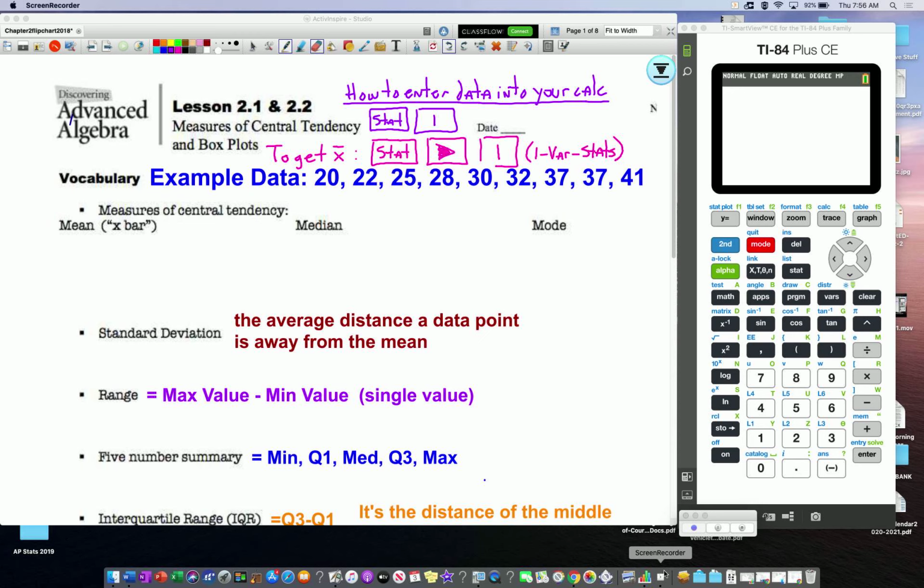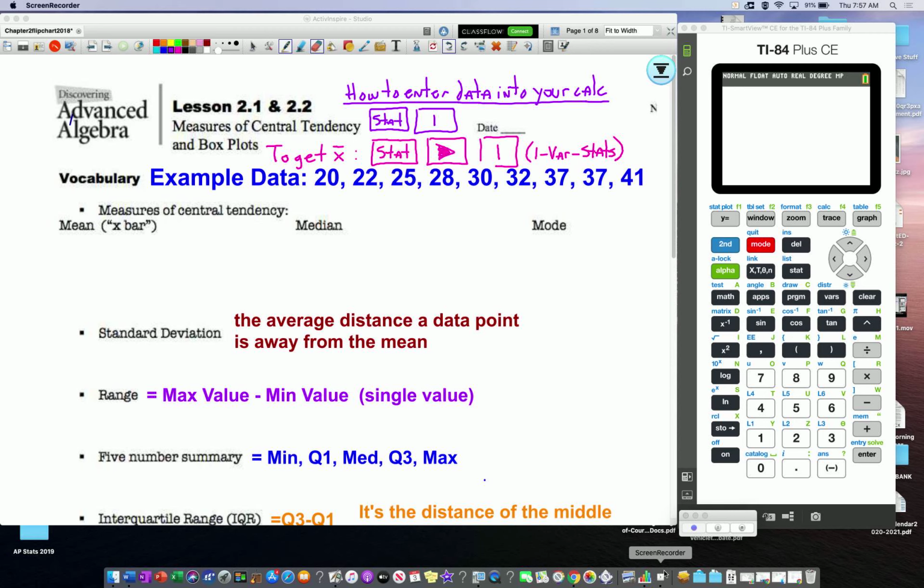As it says up there, lesson 2.1 and 2.2, for 2.1 we're going to do the vast majority of these notes, and then we'll finish up the 2.2 part in another video. There's one section that we spend a little extra time on knowing how to do. Today's lesson will focus on measures of central tendency and box plots. So how do we start to analyze and visualize a bunch of data that we're given?